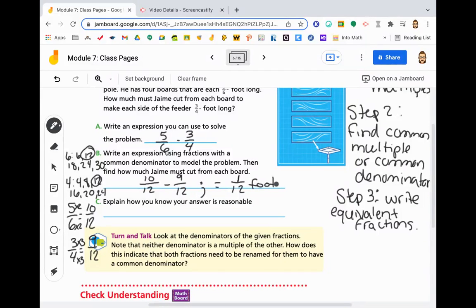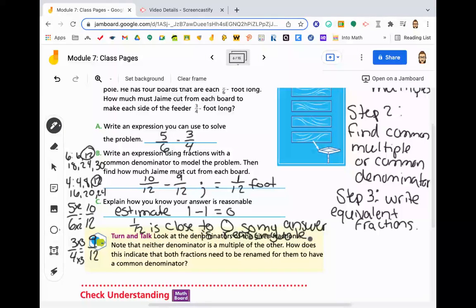of a foot. Explain how you know your answer is reasonable. So if we look at what my estimate would be, I would have 1 minus 1 would equal 0. 1/12 is close to 0. So my answer is reasonable. And step 4 over here is solve.